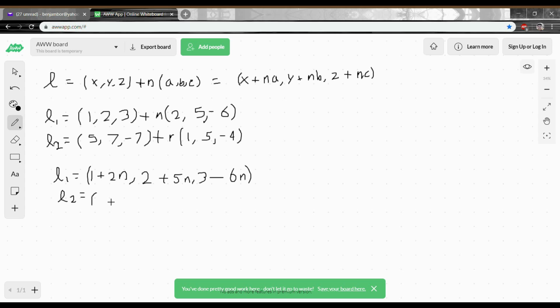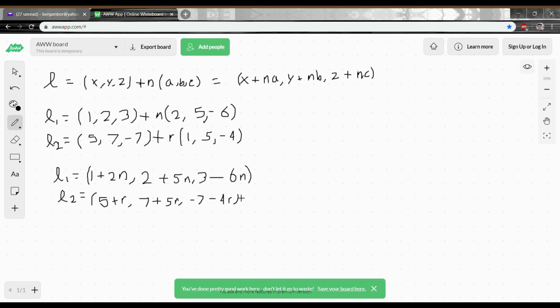This is going to give us 5 added to r times 1. That's just going to be 5 plus r. And we're going to have our y term, 7, added to this b term, 5 times r. And we're going to have a comma. Now we're going to have the z term, negative 7, added to a negative 4r.